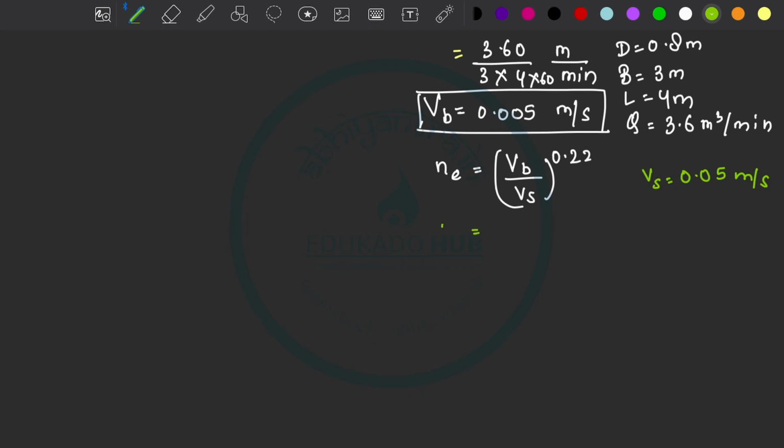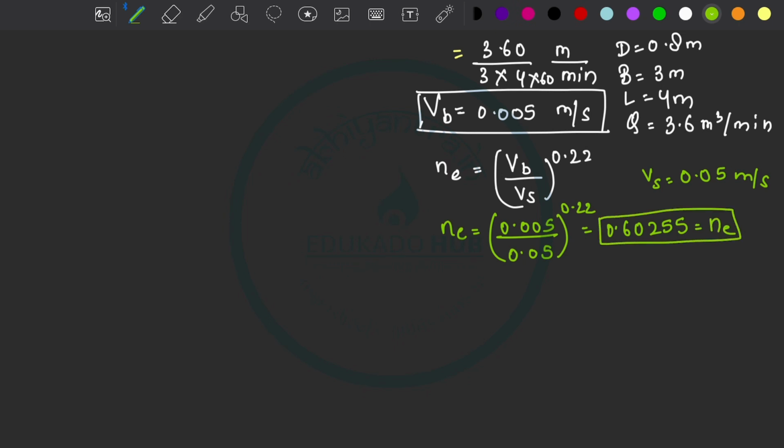Now I can calculate the porosity, that will be 0.005 upon 0.05, to the power 0.22. The answer comes out to be 0.60255. This is the expanded bed porosity. Now if I know the expanded bed porosity, I can calculate the depth of expansion.